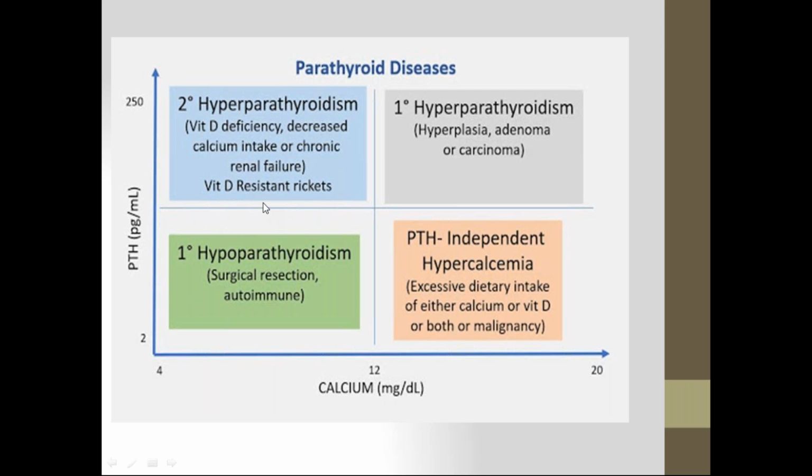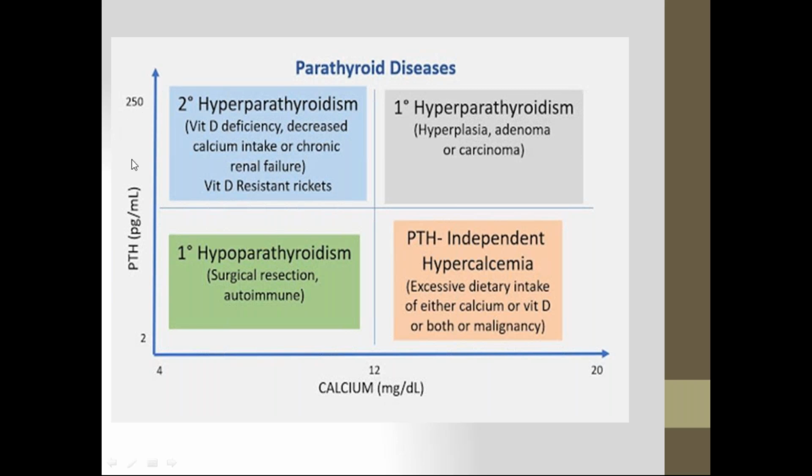This is the picture showing secondary hyperparathyroidism and primary hyperparathyroidism. In secondary hyperparathyroidism, parathyroid hormone levels may go up to 250 picogram per dl. The causes of secondary hyperparathyroidism are vitamin D deficiency, vitamin D resistant rickets, decreased intake of calcium, and chronic renal failure.